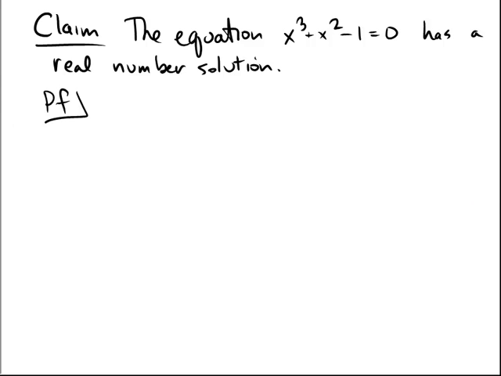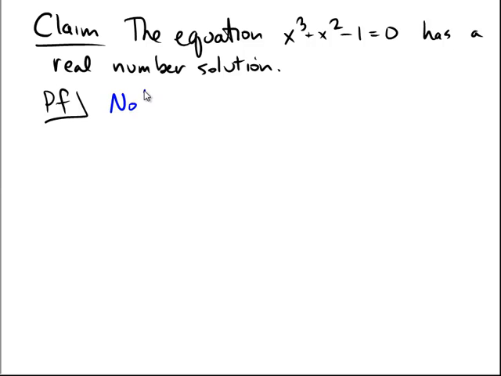Problem 3 from our exam asked us to show that the equation x cubed plus x squared minus 1 equals 0 has a real number solution. So we're going to call upon a big theorem here, the Intermediate Value Theorem, and we're going to do a pure existence proof where I don't actually find what the answer is, but just explain why there has to be one.